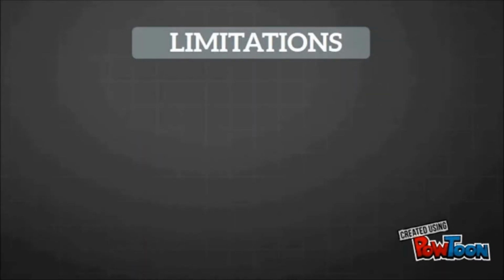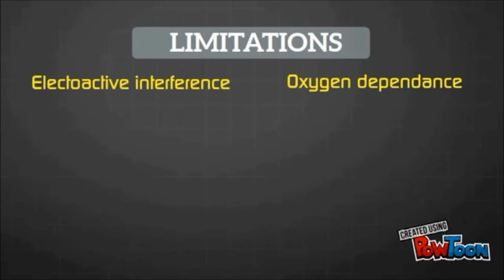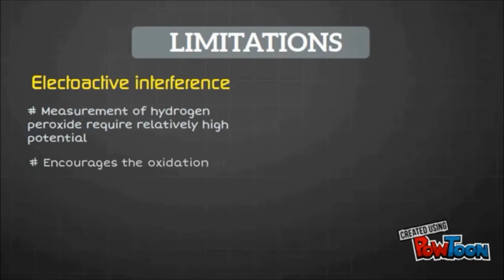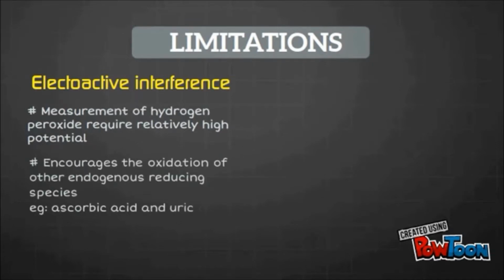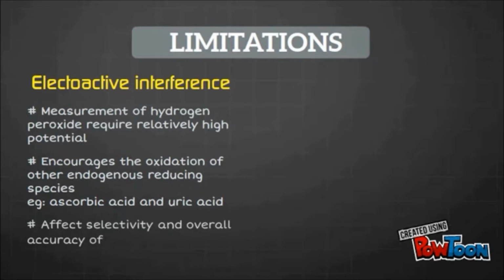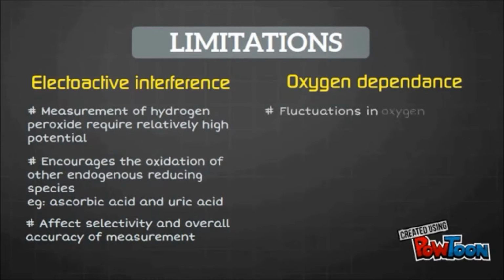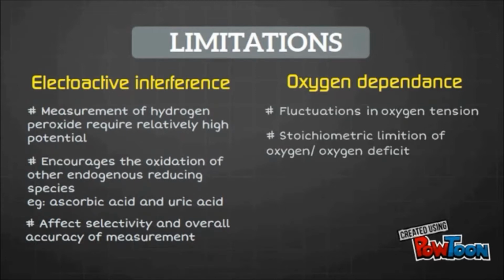However, the performance of first generation glucose biosensors is restricted by electroactive interference and its dependence on oxygen. In terms of electroactive interference, the measurement of hydrogen peroxide requires a relatively high potential. This encourages the oxidation of other endogenous reducing species such as ascorbic acid, uric acid, and some drugs in biological fluids, which will affect sensitivity and overall accuracy of measurement. In terms of oxygen dependence, there are fluctuations in oxygen tension, and stoichiometric limitation of oxygen or oxygen deficit.